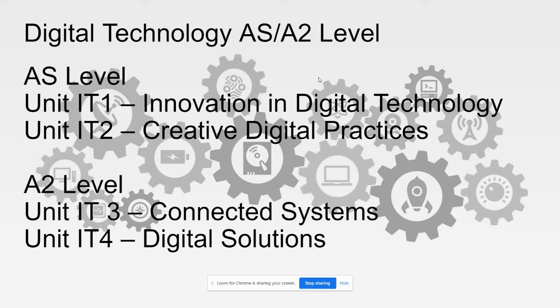When you move on to A2 level, the modules are again split between coursework and an examination. Unit 3 is on connected systems, and this is the examination. This is worth 30% of the overall qualification and is assessed via a 2-hour 30-minute examination. And Unit 4 is again non-exam assessment, so coursework, and this is based around the creation of a transactional website that's linked to a server-based RDBMS, so a relational database management system.